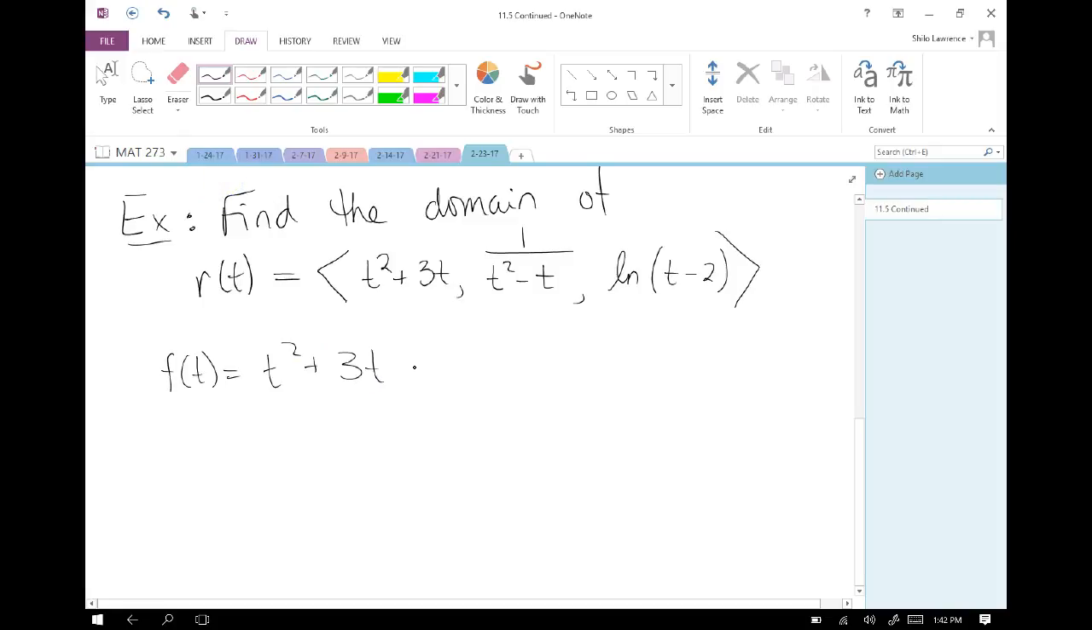So we're looking at them individually. Arturo, what'd you say about the first one? Well, I thought that anything can go first. Right, no problems with the first one. It's just a polynomial, it's a quadratic function. No problems. We can use anything we want.